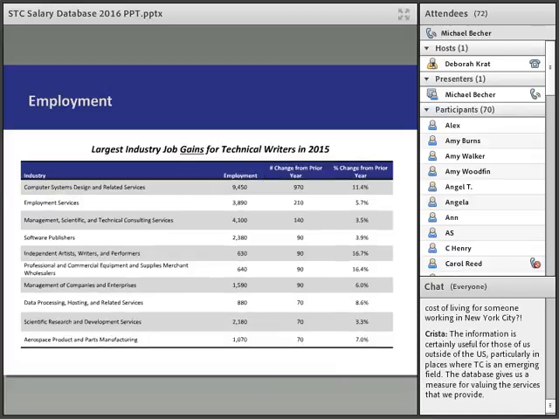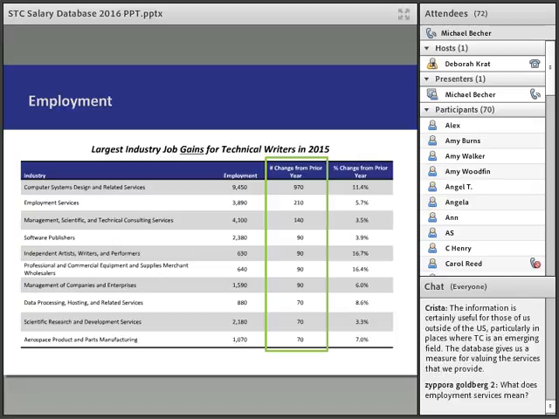So this is basically a table of the largest job gains for technical writers. Again, what you want to look at is the number change from the prior year. Computer systems, again, is the top one here with that 970 increase versus the prior year. And then you can see employment services, management, scientific and technical consulting, and software publishers round out the top 4 there. You can see percent increases on that far right-hand side. So again, if you're looking to get into a particular industry or switch industries, I'd recommend you keep your focus on that number change from prior year versus just the total employment number.